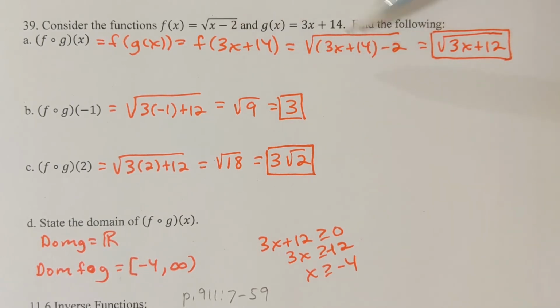And so I've done that. I'm looking at the square root of 3x plus 14 minus 2. 14 minus 2 is 12, right? So we've got the square root of 3x plus 12. That'd be our answer.